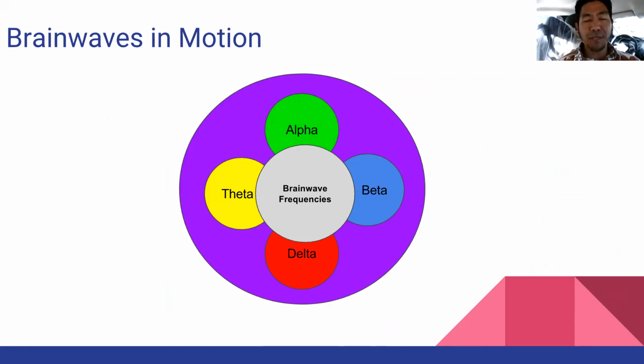Speaking of which, brainwaves in motion. So here we see the 4 dominant brainwaves. There are others yet, since we're not talking about the superconscious mind, we'll save that for another day. Primarily what we'll be looking at are delta, theta, alpha, and beta. So let's jump straight into it with delta.